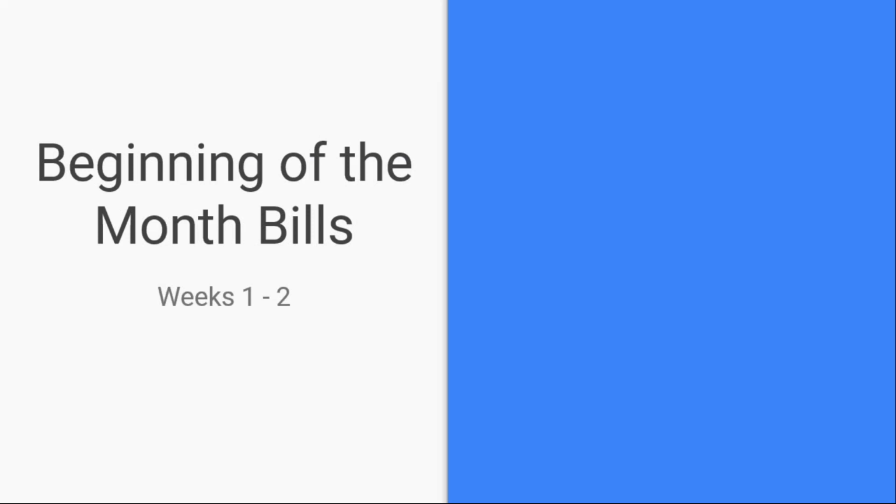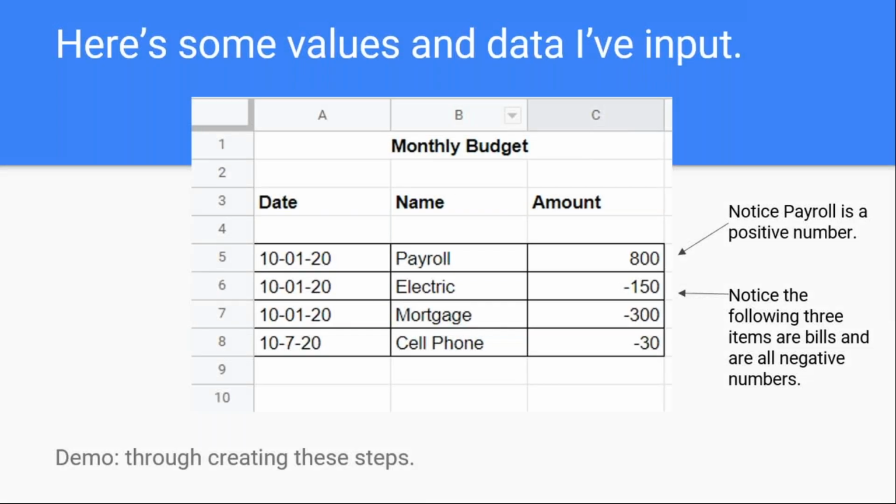So now we're going to talk about the beginning of the month bills, weeks 1 and 2. We're going to focus on that. We've already put some of these values into our spreadsheet. And now we're going to go through and format the spreadsheet a little bit to make it look more appropriate. And then we're going to add in some dates. And then we're going to go ahead and add in some amounts. And we're going to add some of those in as positive and some of those as negative amounts.